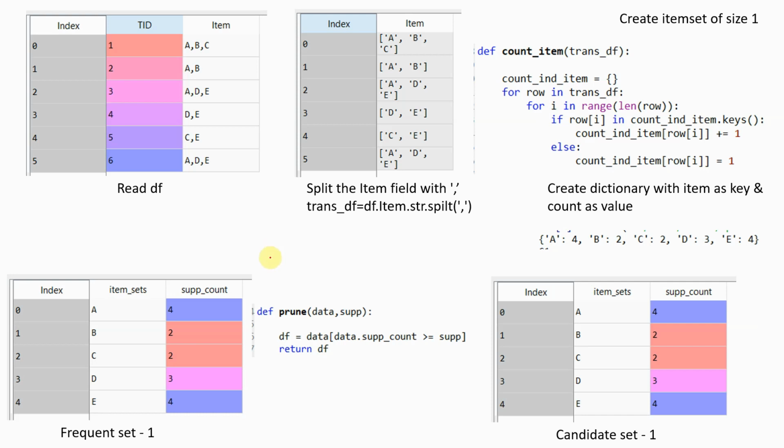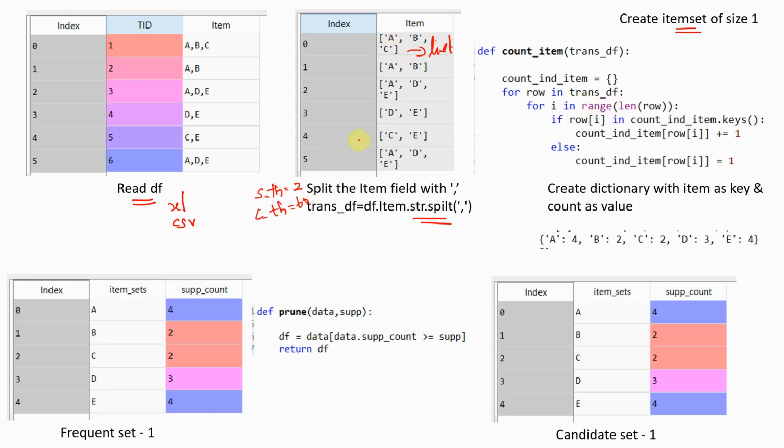To work with it, first we need to read the data. Either you can use Excel or CSV, you read the data into a data frame. Once the data is read, we need to convert that data into a list. We use the string.split function, so instead of a sequence, it will convert it as a list. Now we need to create the item set, and before that we need to assign our support threshold, that is 2, and our confidence threshold, which we are going to keep as 60.